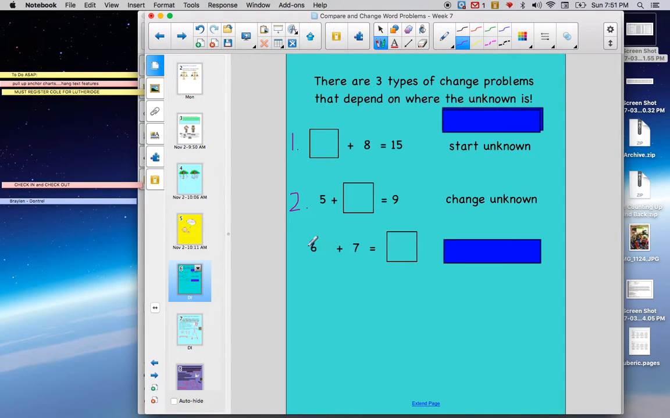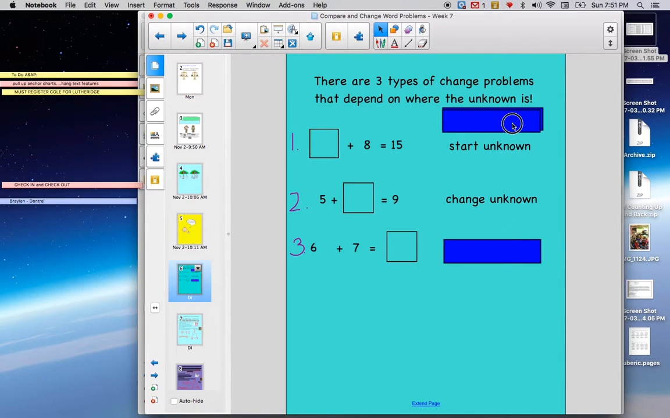Our last type of problem is it a start, a change, or an end? Ooh, this is the one I said you guys were the best at because you just love to just add or subtract two numbers together. What do you think?